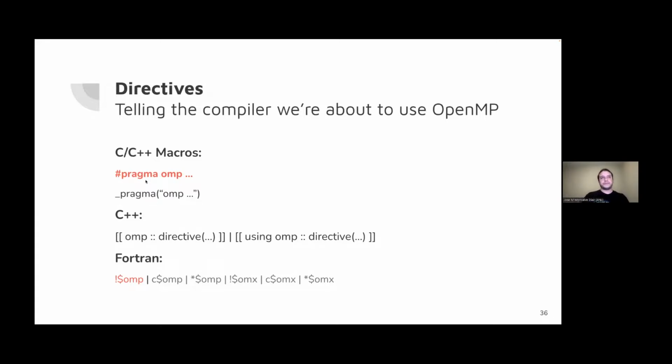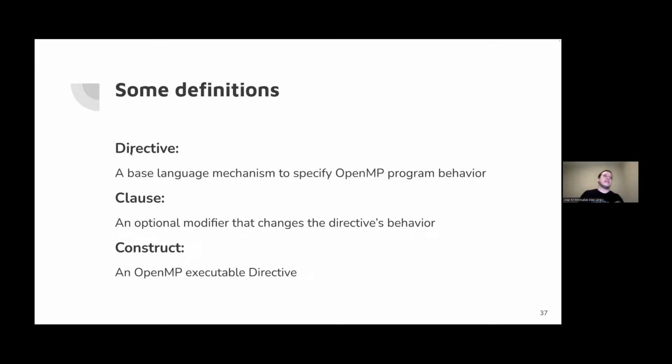So what we are doing with a directive is just telling the compiler that we are going to be using OpenMP in that particular region, and that we want the code to be transformed based on the semantics of that particular directive. Right? So there are some differences here. A directive is a base language mechanism, meaning a word that is reserved by OpenMP that will specify a particular program behavior. A clause is an optional modifier to a directive. So we have, for example, a parallel region, and we can modify the parallel region by saying how many threads we want to create with the clause num_threads.